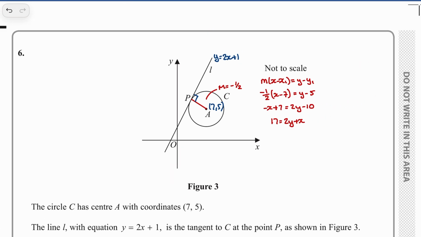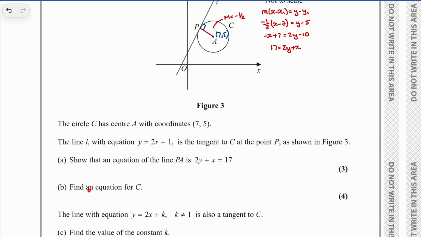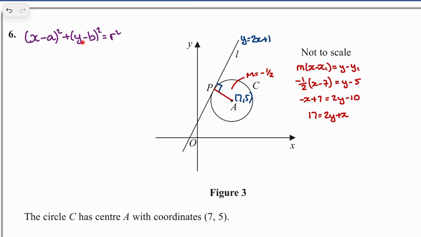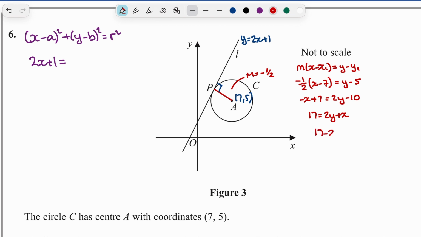So that's part A. For part B, find an equation for C. So we need the equation of this circle. Well, the general equation for our circle is given as this. We have the centre, 7, 5. What we don't have is the radius. But we can work out the point P. This is when the line L, y = 2x + 1, is equal to PA. So we need to make y the subject of PA and set it equal to the line L. And when you make y the subject of PA, we get (17 minus x) over 2.